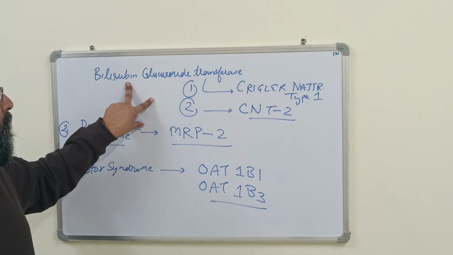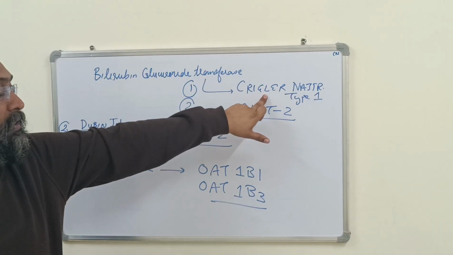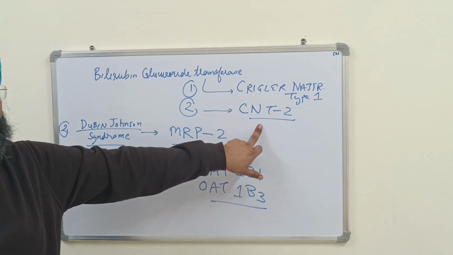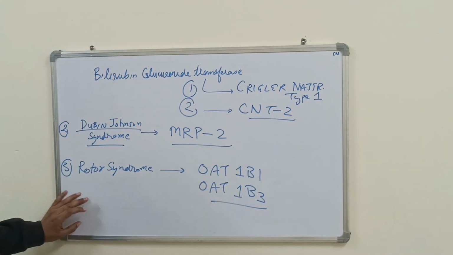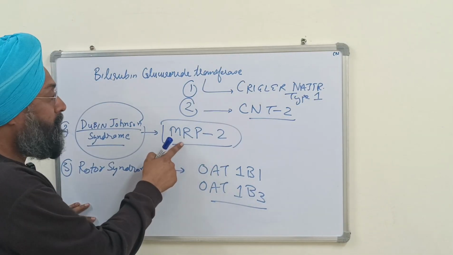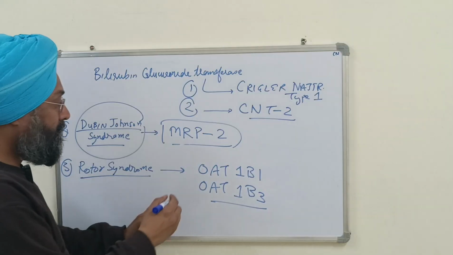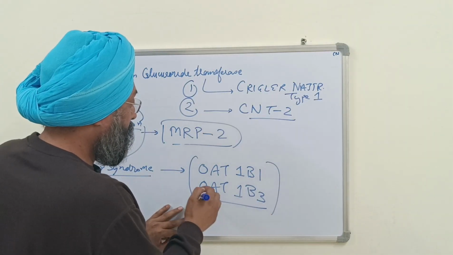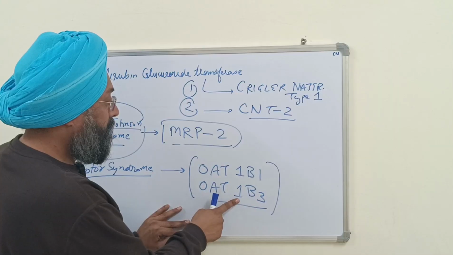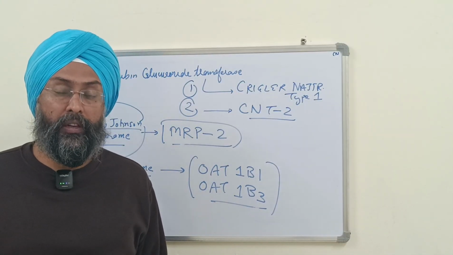To summarize: one is bilirubin glucuronyl transferase deficiency. Complete absence will cause Crigler-Najjar syndrome type 1 and partial will cause Crigler-Najjar type 2. In Dubin-Johnson syndrome, there will be deficiency or mutation of multidrug resistance protein 2. And in Rotor syndrome, there is mutation of organic anion transporter 1B1 and organic anion transporter 1B3. So that finishes our bilirubin metabolism.